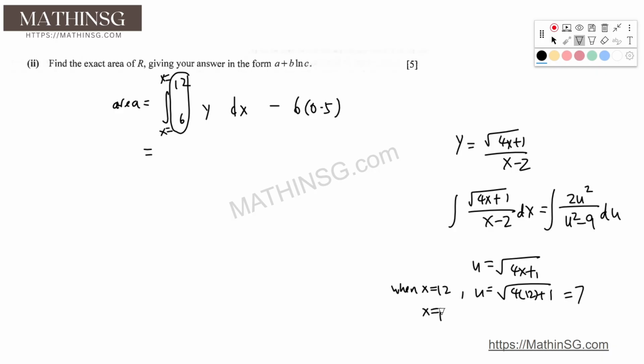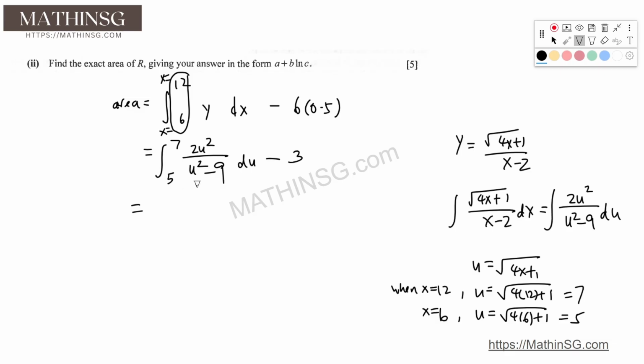When x is 6, u is equal to square root of 4 times 6 plus 1. Then you square root it, which will give you 5. So I know that if I were to change this to be in terms of u, it will be integrate from 5 to 7, 2u squared over u squared minus 9 du minus 3, right? Okay, so now that I have this, I can do an integration.